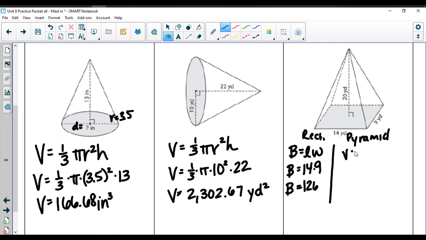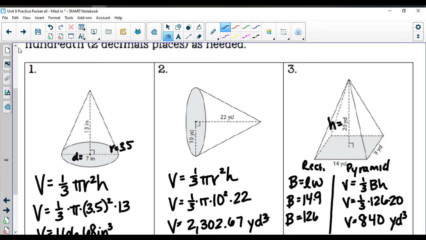For the pyramid part, our volume is equal to 1/3 area of the base times the height. So we have 1/3 area of the base is 126, and our h value that we identify in the picture is going to be our 20 here. So if we have 1/3 times 126 times 20, that'll give us a total of 840 cubic yards then. Oops, and on this one I did square yards. Excuse me, I'm sorry for that one.